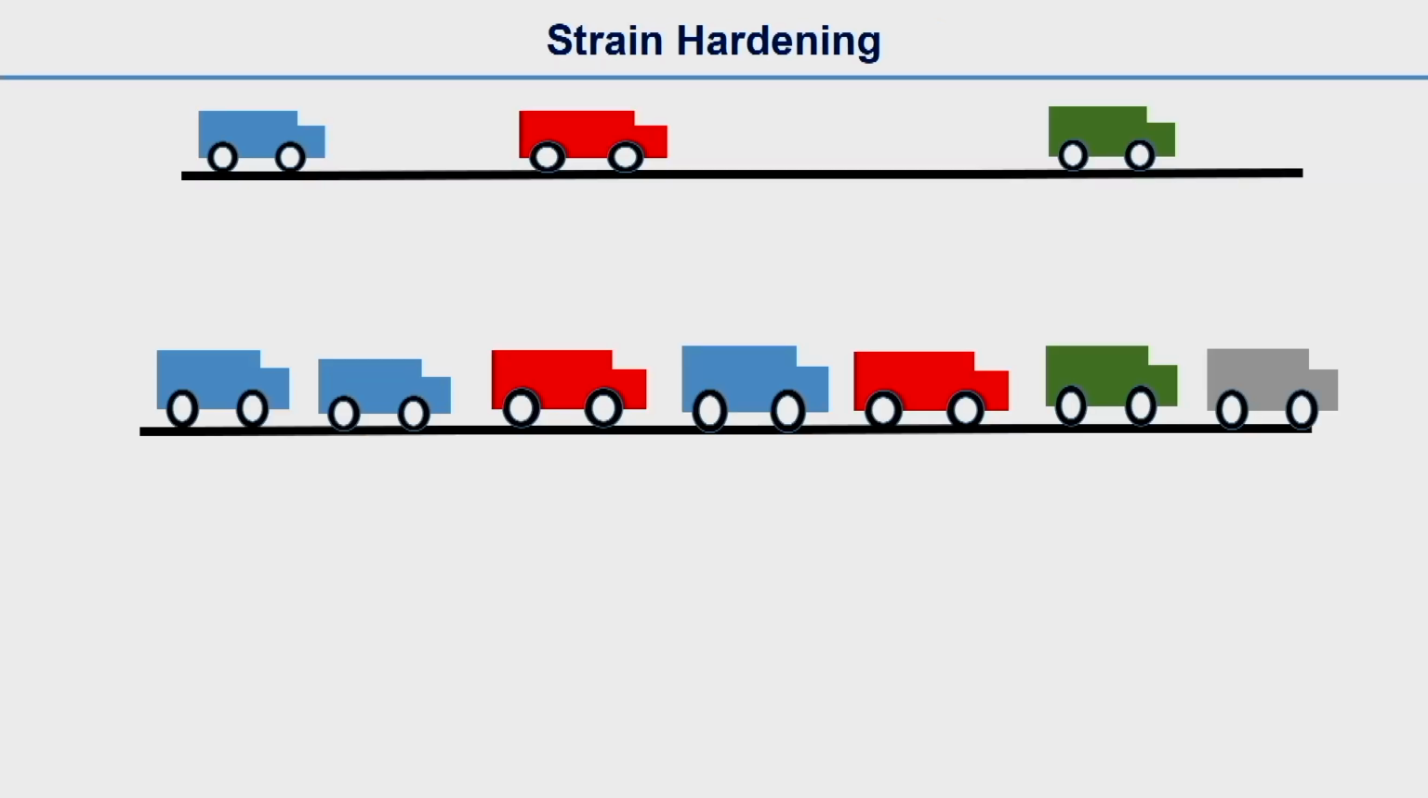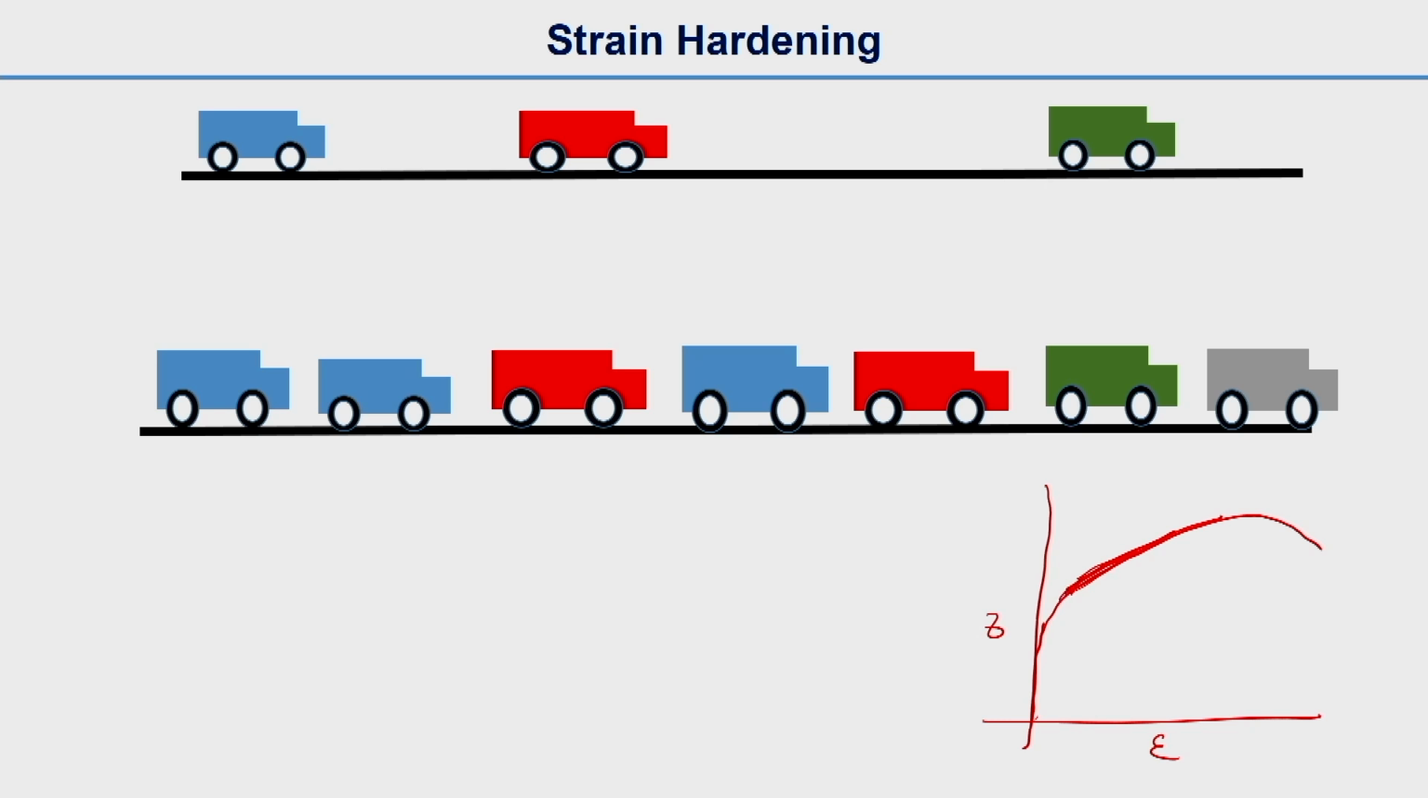So, what is strain hardening? You can see some cars here. This is just to represent the strain hardening. So, what happens during strain hardening? As you know, during the plastic deformation, let us say this is an engineering stress-strain curve. This part of the curve is what we call strain hardening. So, what happens in this portion?